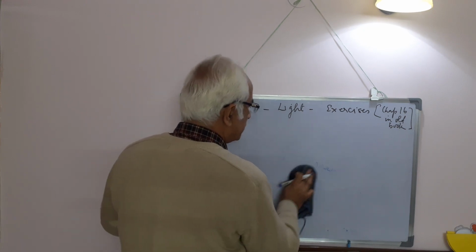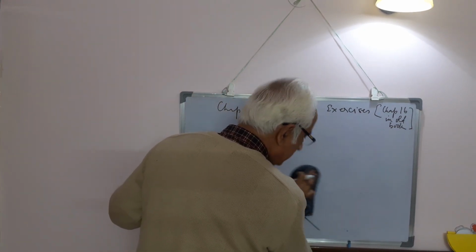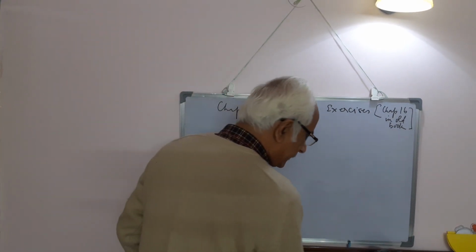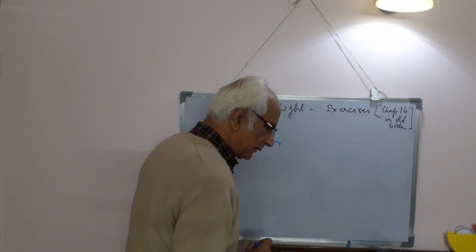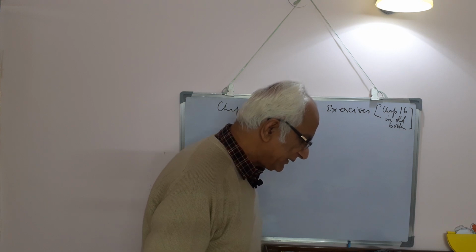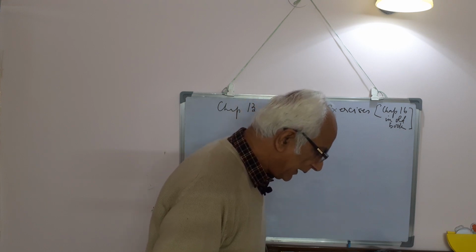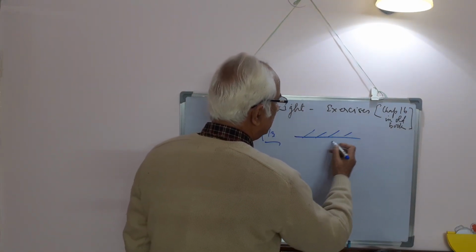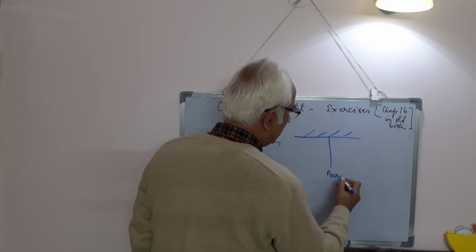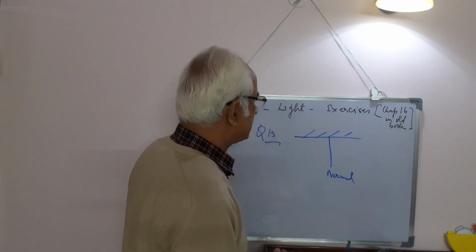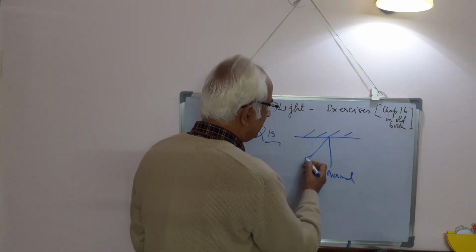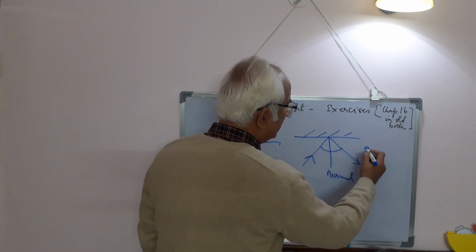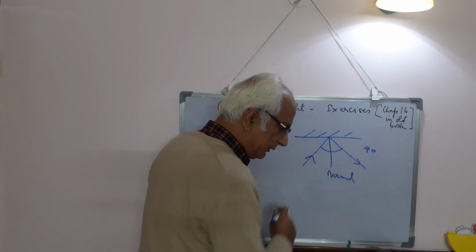Now we'll come to our next question, which is about the angle of incidence and angle of reflection. Question number 13. What is the angle of incidence of a ray if the reflected ray is at an angle of 90 degrees to the incident ray? This is a mirror and this is the normal, a line at 90 degrees to the surface of the mirror, and this is the incident ray and this is the reflected ray. The angle between incident ray and reflected ray is 90 degrees.